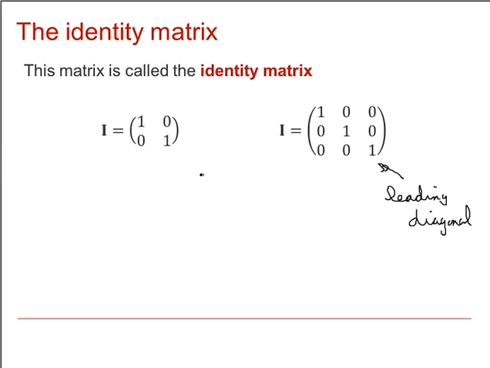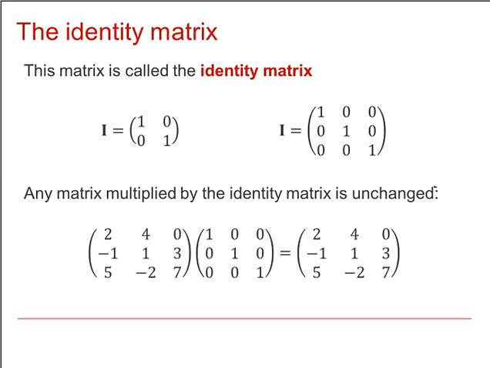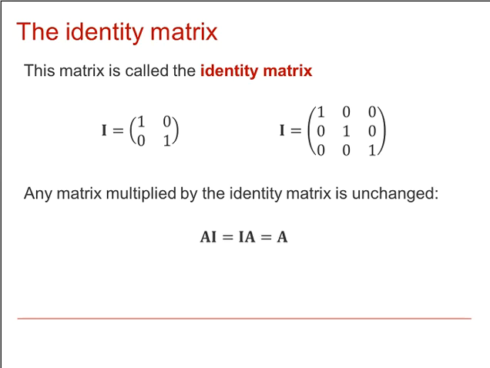2x2 and 3x3 are shown here. So an identity matrix will leave the matrices being multiplied unchanged. We can see the result that we had earlier. It's true also that if you multiply any matrix A by the identity, or indeed the other way around, I, the identity matrix multiplied by A, you will always get that matrix A. So in effect, nothing has changed in the matrix that you're multiplying.